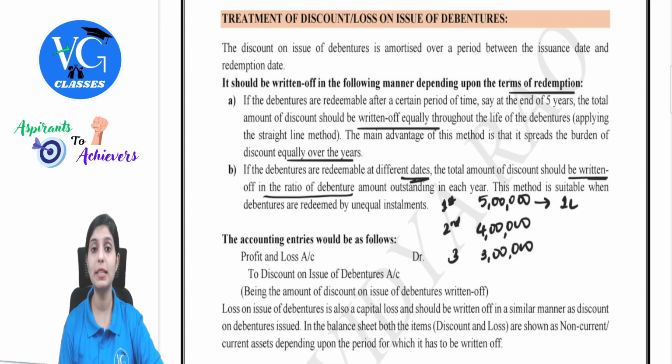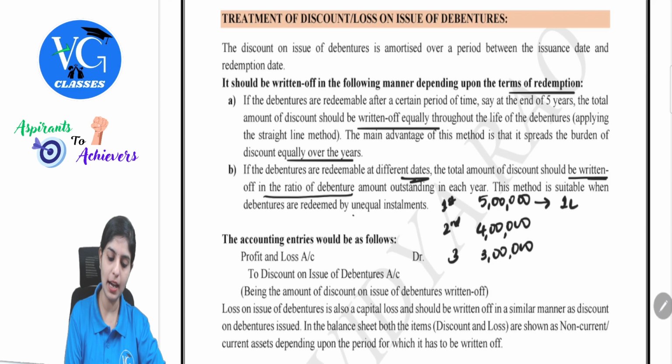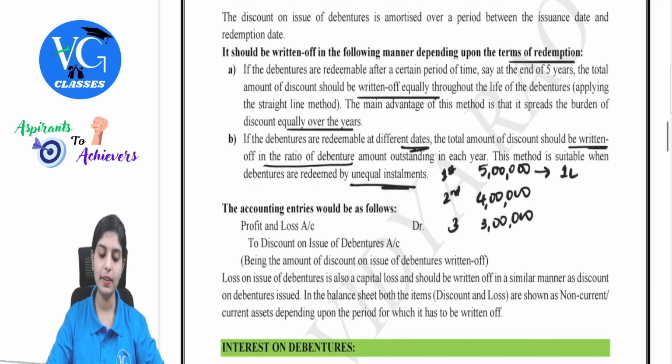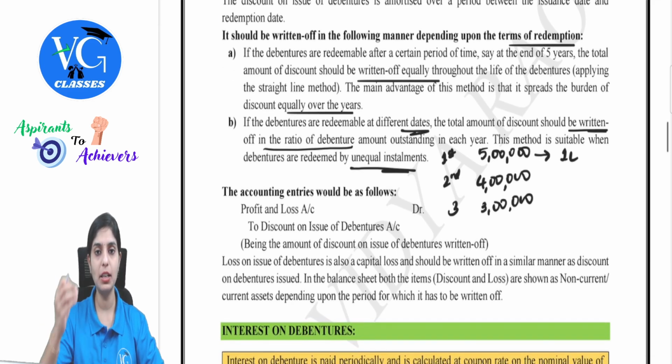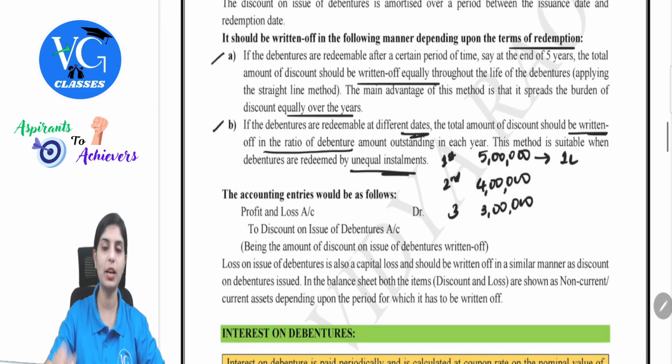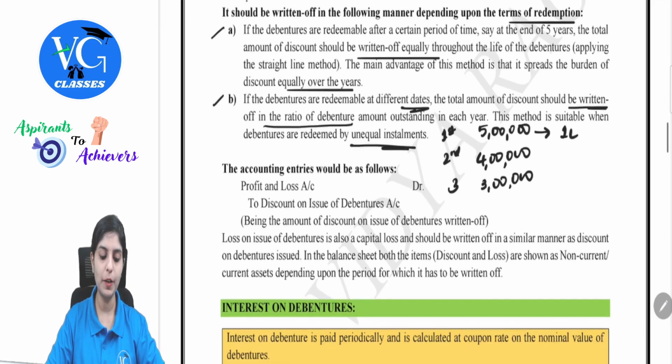How it will be done precisely, we will observe in a question. Now understand the concept. This method is suitable when debentures are redeemed by unequal installments. For both of the cases, we have a question, we will understand. The first and second points we understood are for the calculation. The accounting entry for whatever activity we did will be: profit and loss account debit, to discount on issue of debentures, because that is ultimately your loss.